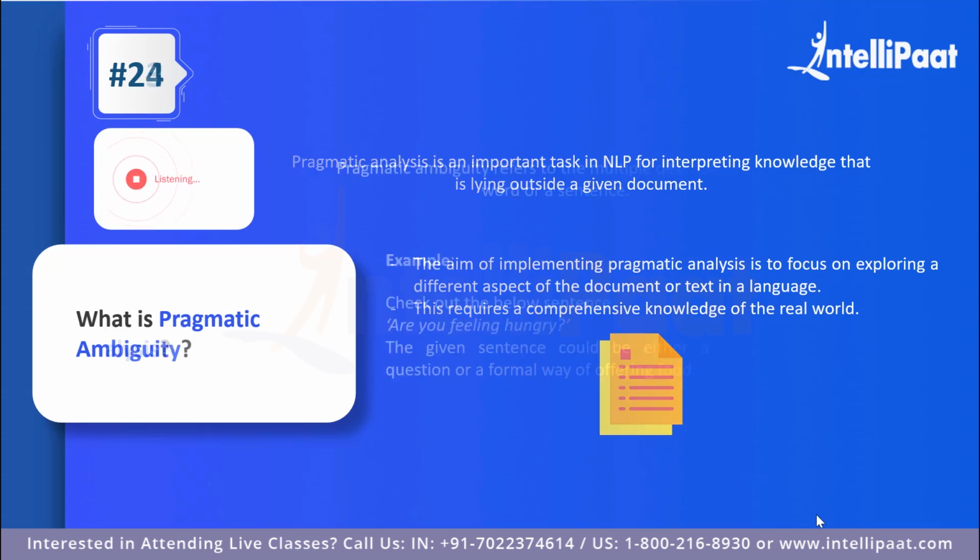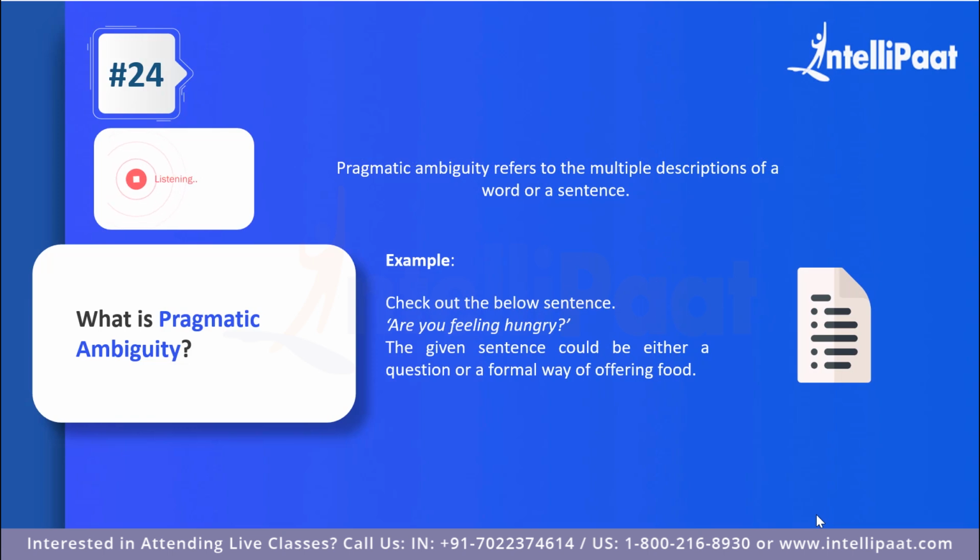Now let us move on to the next question, which is: what is pragmatic ambiguity? Pragmatic ambiguity refers to the multiple descriptions of a word or a sentence. An ambiguity arises when the meaning of the sentence is not clear and the words of the sentence may have different meanings. Therefore, in practical situations, it becomes a challenging task for a machine to understand the meaning of a sentence. So this leads to pragmatic ambiguity.